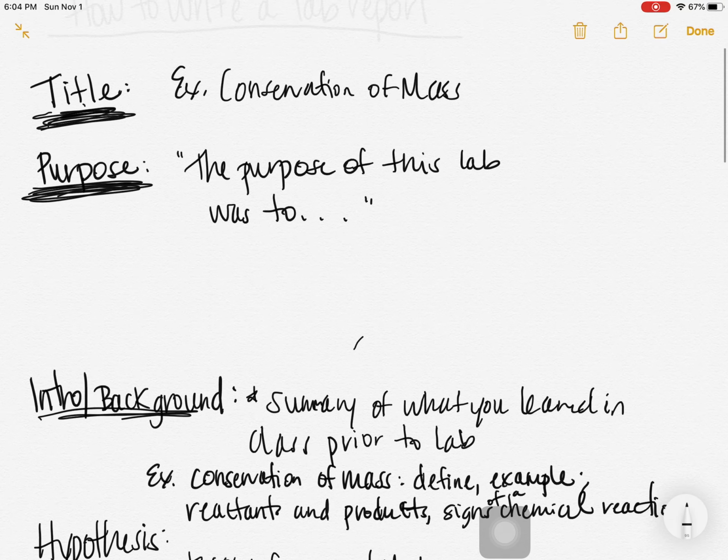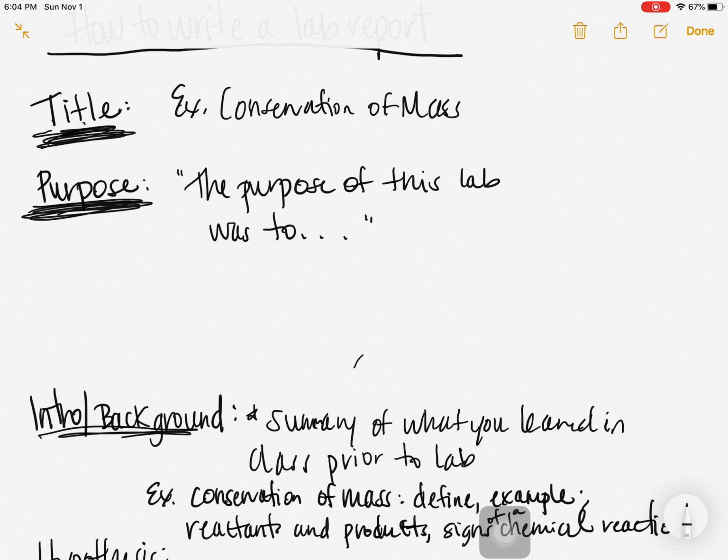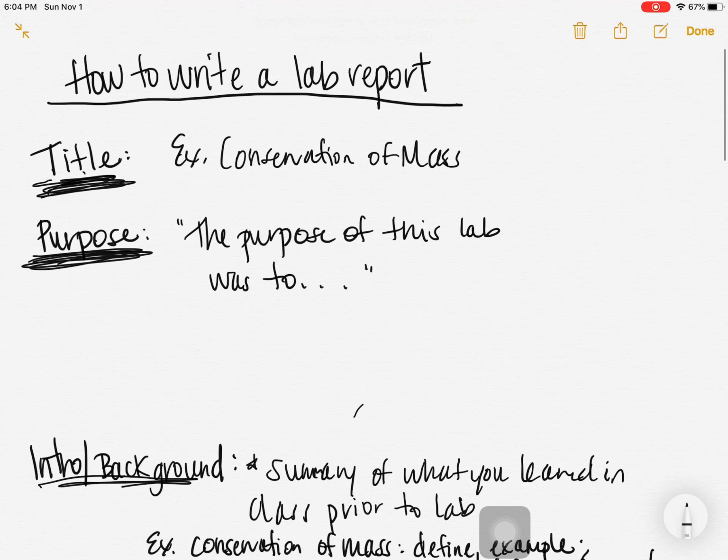And if you want more information, you will reference your handout under resources in your class notebook on how to write a lab report.